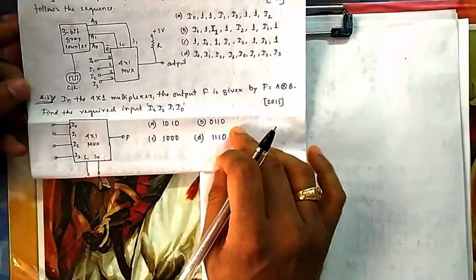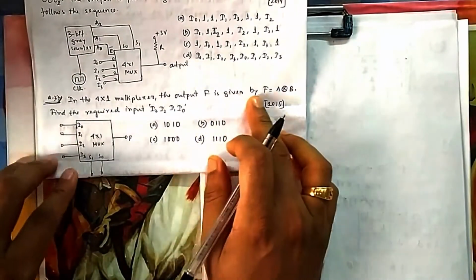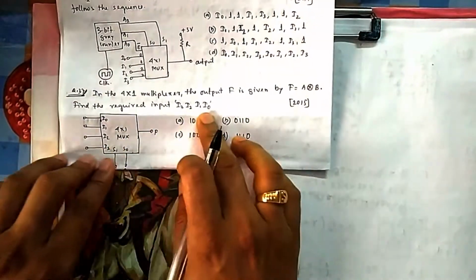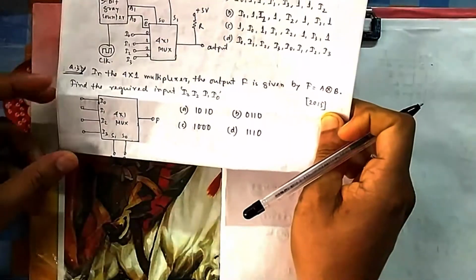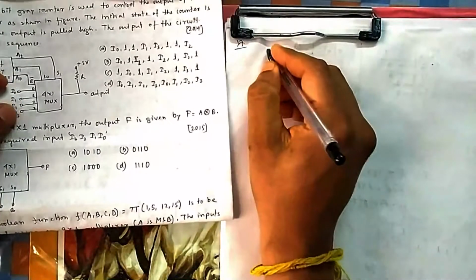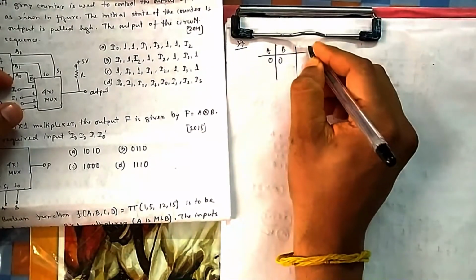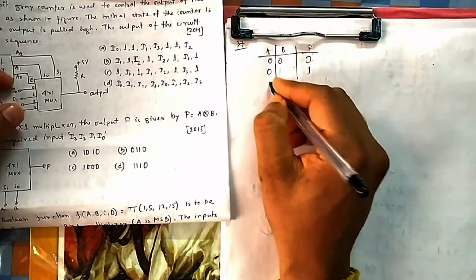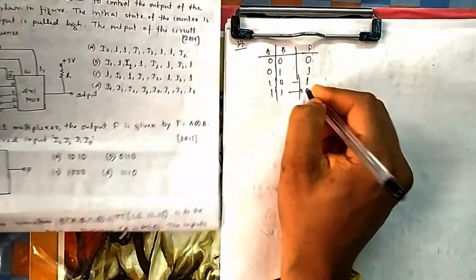Now if you come to question 37, the 4x1 multiplexer, the output F is given by X XOR AB. Find the required input. How do you want your input to be? You see your control is AB, and because it is XOR, you need to write the truth table. So if 0 0, your output should be equal to 0. 0 1, your output should be 1. 1 0, your output should be 1, and 1 1, your output should be 0.